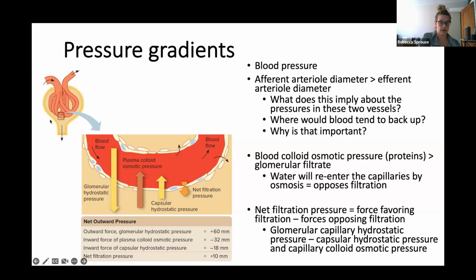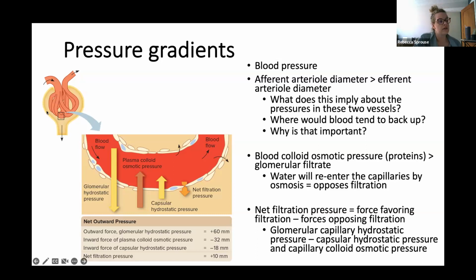We have some opposing pressures though, working against that, and those should be a little bit less than the outward pressure. So remember that we still have proteins hanging out in these capillaries. Those proteins are going to attract water. And so that's going to create an osmotic pressure where water is going to want to go back into the capillaries. Seems a little counterproductive, but that's called plasma colloid osmotic pressure. So there are going to be some proteins creating that plasma colloid osmotic pressure, drawing water back into the capillaries from the capsule.